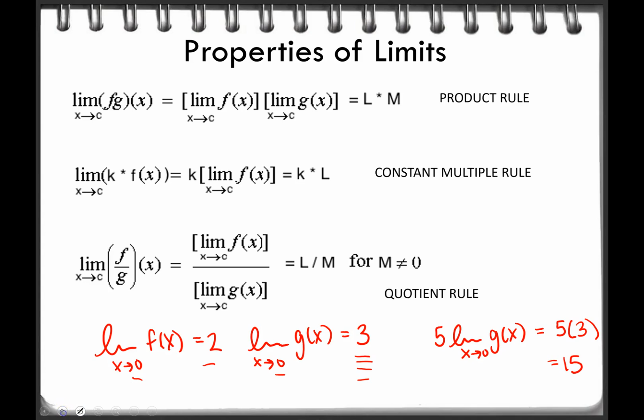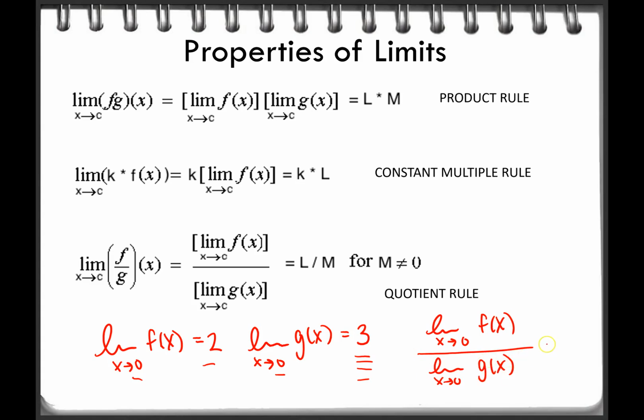All right, next up we have the quotient rule, quotient meaning divide. And so if I ask you to divide the two limits, so I might ask you for the limit as x approaches 0 of f of x divided by the limit as x approaches 0 of g of x, that would be equal to 2 divided by 3.